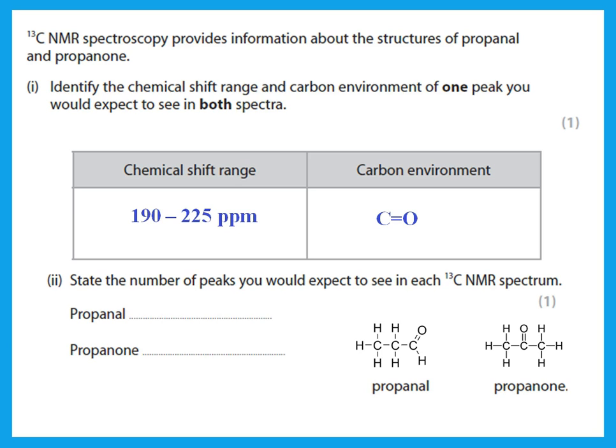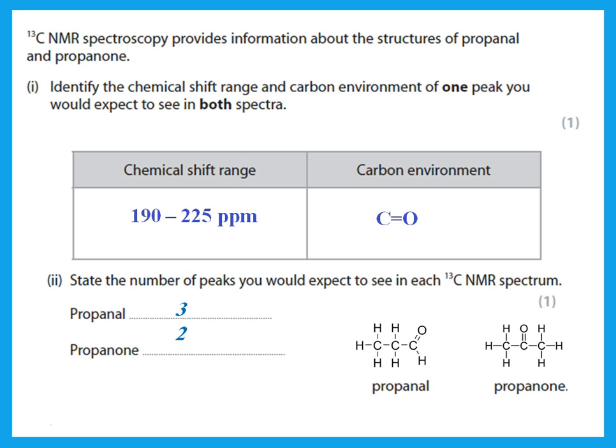Now, state the number of peaks you would expect to see in the carbon-13 NMR. For propanal, how many different kinds of carbon do we have? We have the carbon that's attached to 3 hydrogens, the other carbon that's attached to 2 hydrogens, and the carbon that is for the C=O H. So I have 3 types of carbons for propanal.